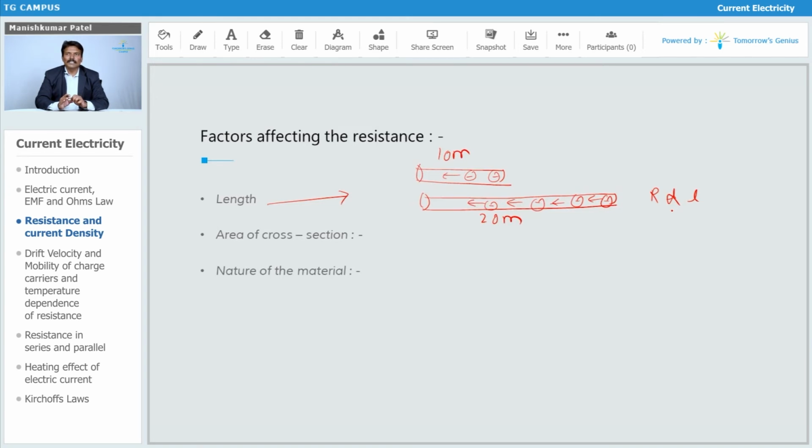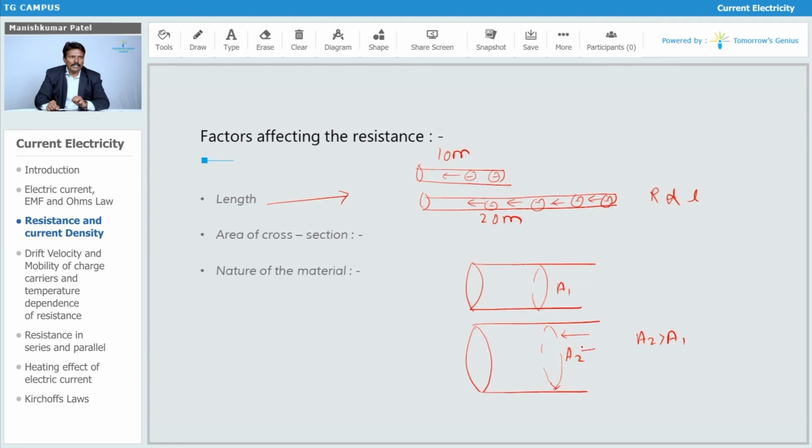Now consider the next one, that is the area of cross section. How is the area of cross section going to affect it? Let's say this is one wire, and this is another one. The other one is slightly wider, its cross sectional area is more. So this is A2 and this is A1. A2 is greater than A1.